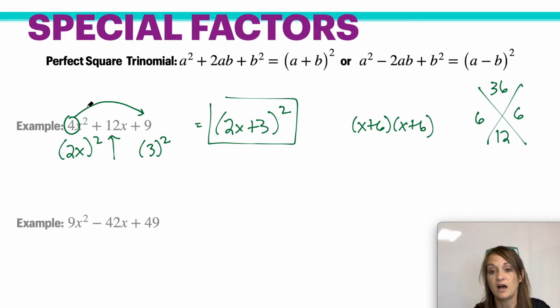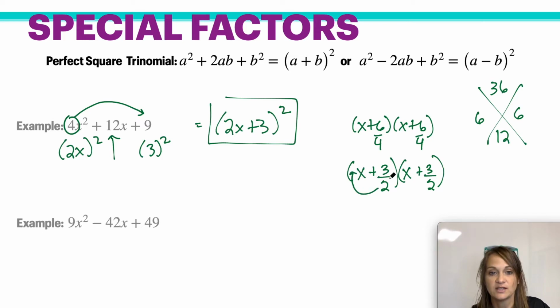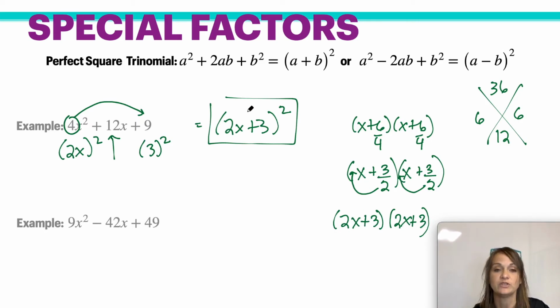And then you got to undo that step. We had multiplied by 4 to begin with, so now we need to divide by 4 and reduce. 6 divided by 4 is 3/2. 6 divided by 4 is also 3/2. Anytime you have a fraction that's still left, you throw it in front, and you would get 2x plus 3 times 2x plus 3. And you have the exact same factors, and there's 2 of them, which is how you get the 2x plus 3 quantity squared.